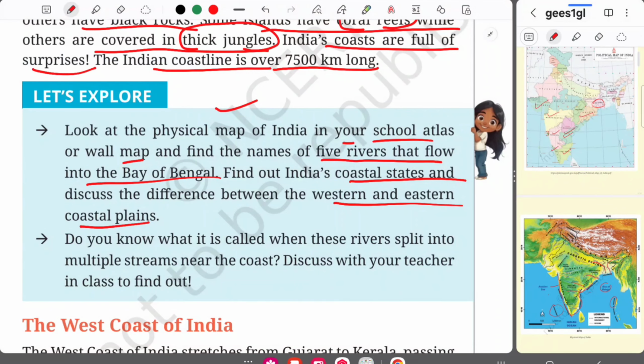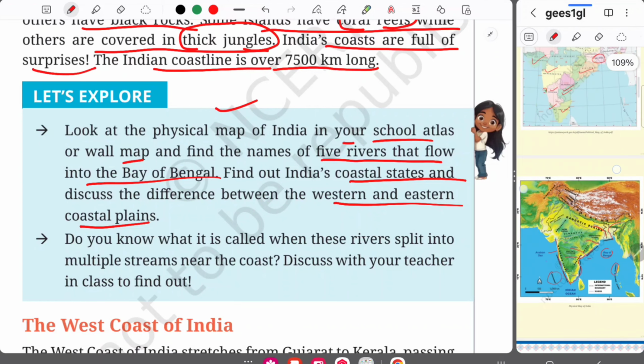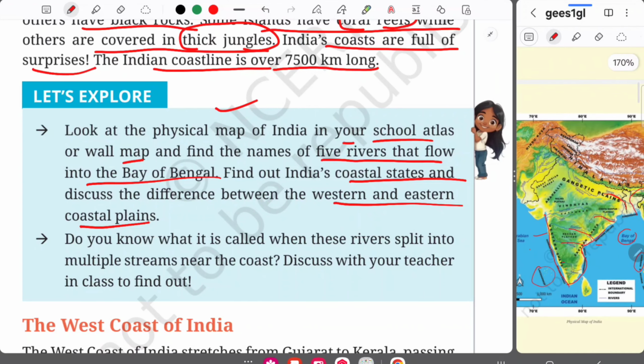Western and eastern Ghats. Let me make this map a little smaller. The major difference is that the western coastal plains are narrow, small in size, and the eastern coastal plains are broader. If you see this map, you will understand. This yellow portion here is narrow, and if you see the eastern coastal plain, it is broader as compared to the western coastal plains.